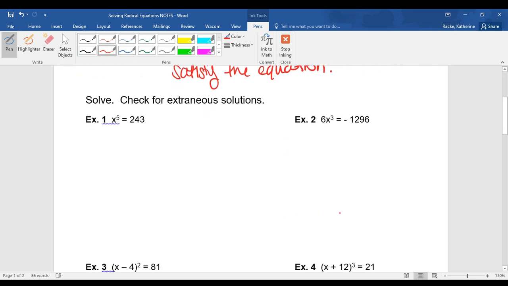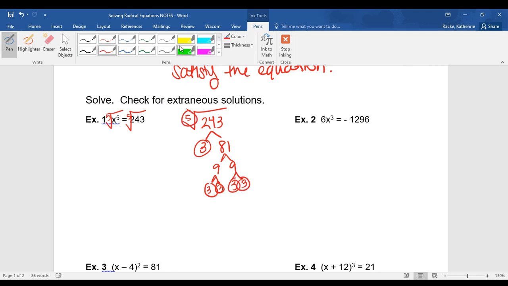So when I have x to the 5th equals 243, I can solve this by taking the 5th root of each side, okay? If I took the 5th root of 243 and broke that down to 3 and 81, 81 breaks down into 9 and 9, and 9 and 9 breaks down to 3 and 3. So because it's the 5th root, I'm looking for a group of 5. You can see right here that I have 5 of them.